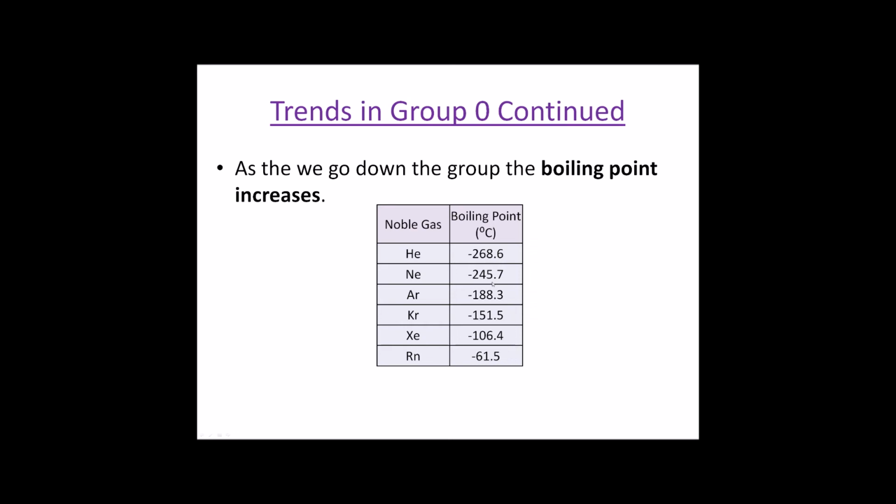So the boiling point increases. These temperatures are all going up. Be aware that it's a minus number, so we're going from a very, very low number, a number below 0, and we're getting closer towards 0, so the boiling points are increasing.